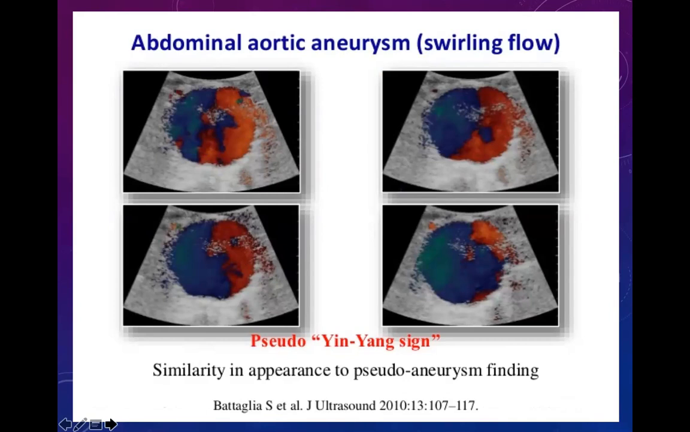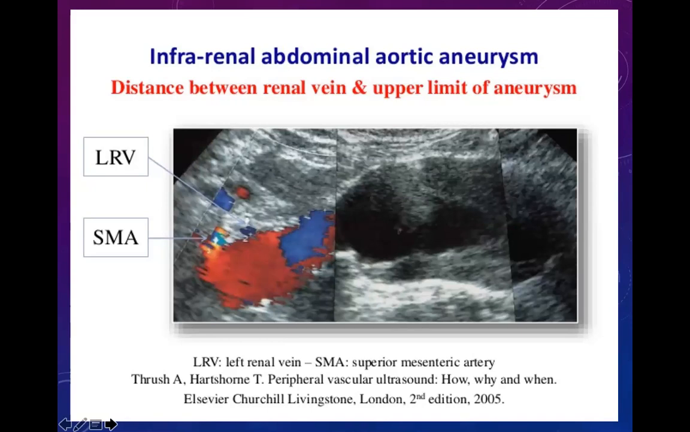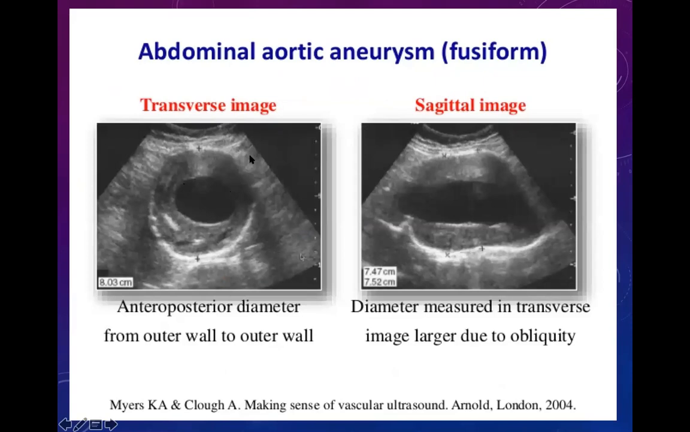In an infrarenal abdominal aortic aneurysm, the distance between the renal vein and the upper limit of the aneurysm should be known. That you should calculate. So this is how the aneurysm looks on a B-mode examination. This is a transverse image of the fusiform aneurysm, and this is the sagittal image of the aneurysm that you see. AP diameter is measured from outer wall to outer wall, and diameter measured in the transverse image is larger due to the obliquity that I just showed.